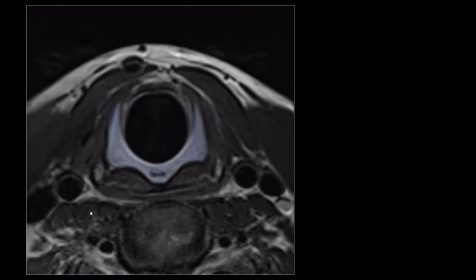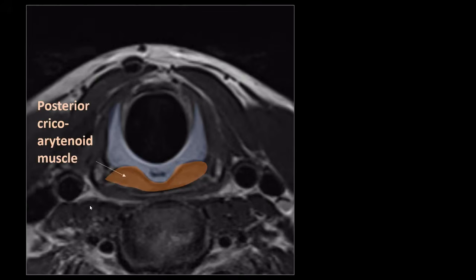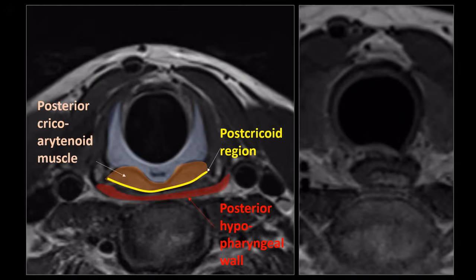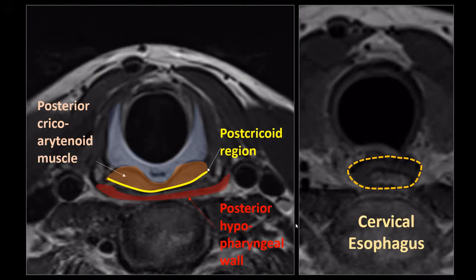This is a very high resolution image showing you the cricoid. This is the posterior cricoarytenoid muscle. And then we have a very thin line of mucosa lining that. That's the postcricoid region. And posteriorly of that, we have the posterior hypopharyngeal wall. If you would scroll down a little bit, we will stumble upon the cervical esophagus.